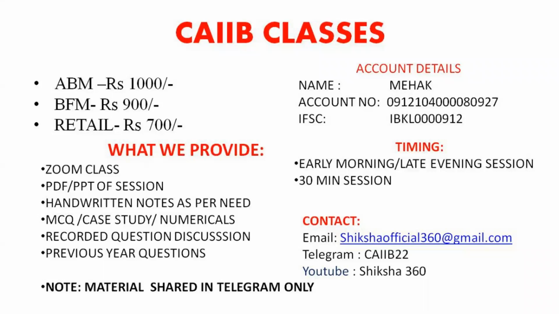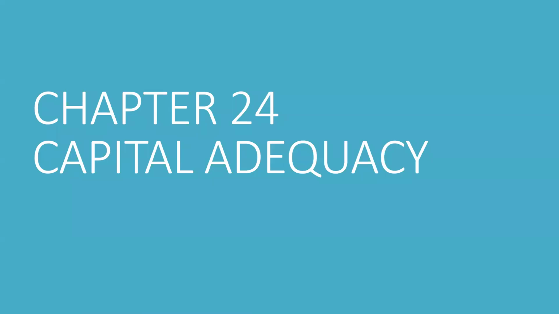Basically we can say that these topics are frequently asked every year. They will ask questions from these topics, and these topics are not typical, but you have to understand them clearly. The important thing is that you have to understand the concepts clearly. So let's start. Our today's topic is chapter number 24, that is capital adequacy.